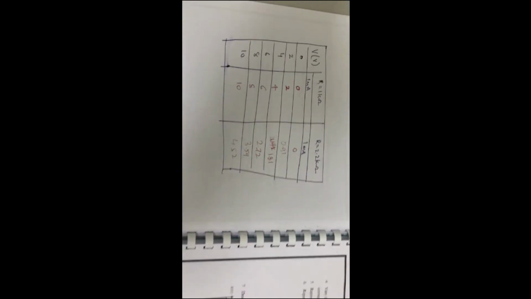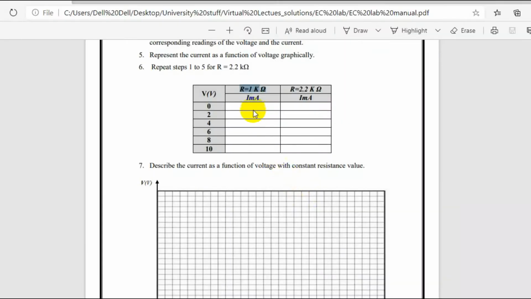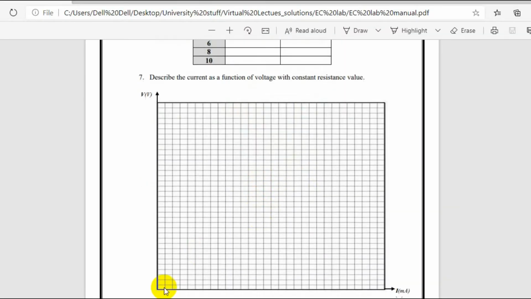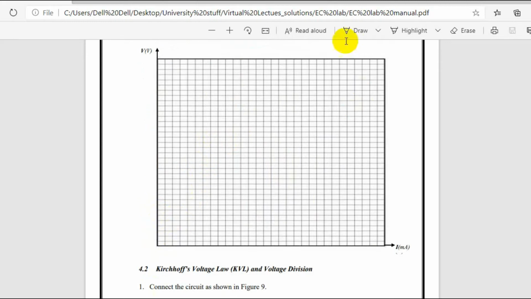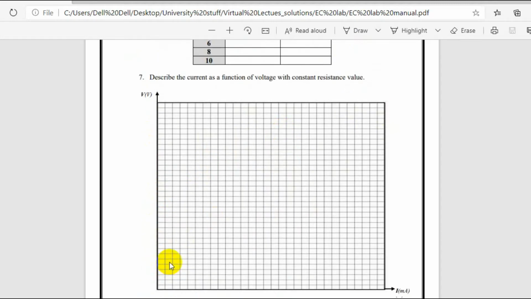Just stop the video and write the values in the tabular form provided here. Just write all the values. Accordingly you can draw the graph, V versus I. This is V. Just write the scale. If you are using the x-axis as 1 unit equals 1 volt, just write it. So 1, 2, 3, 4, 5 boxes are 2 volt, 2, 4, 6, 8, 10.